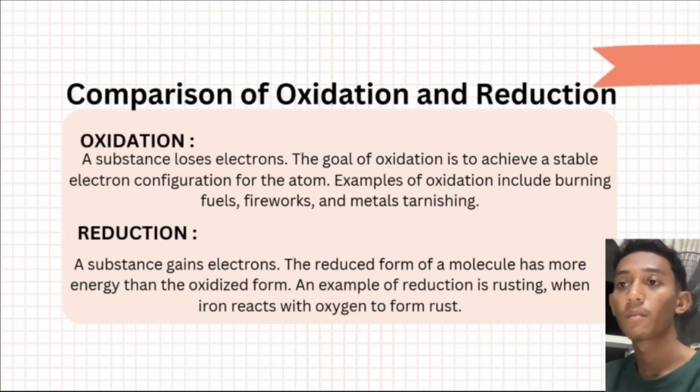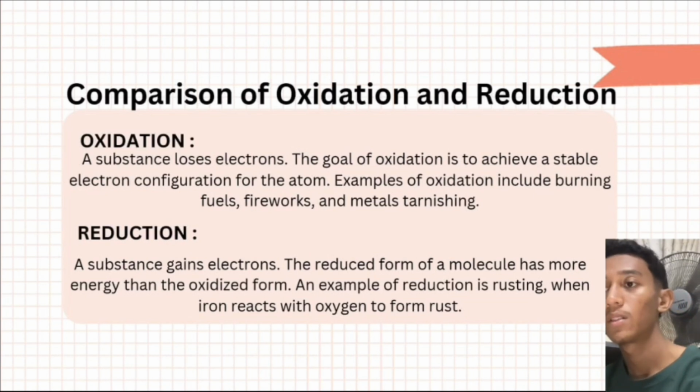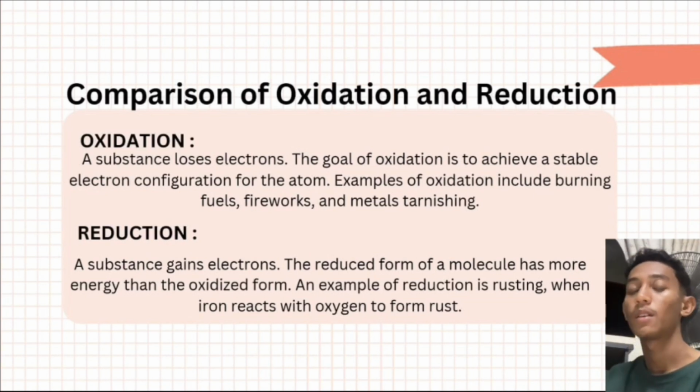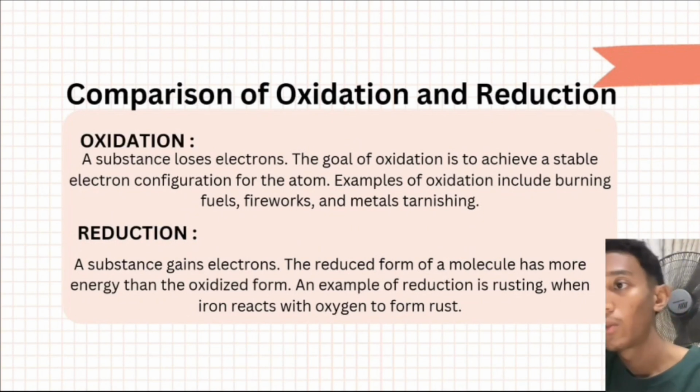For reduction, a substance gains electrons. The reduced form of a molecule has more energy than the oxidized form. An example of reduction is rusting, when iron reacts with oxygen to form rust.